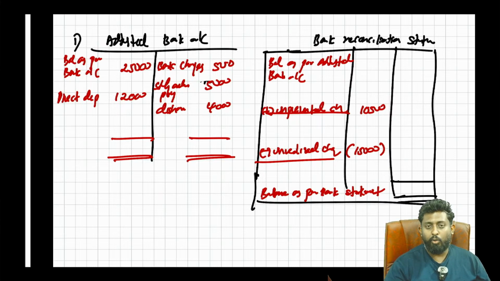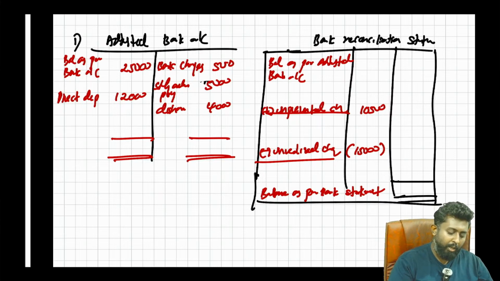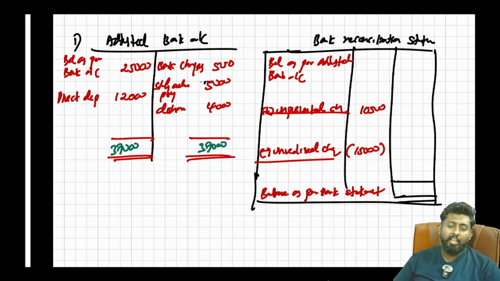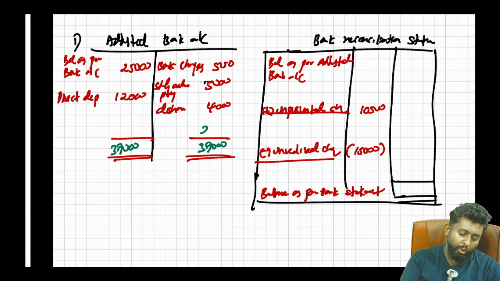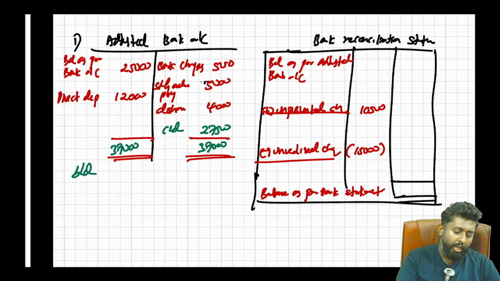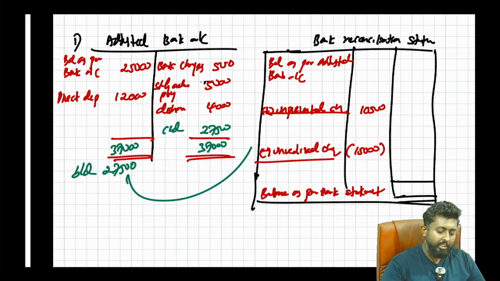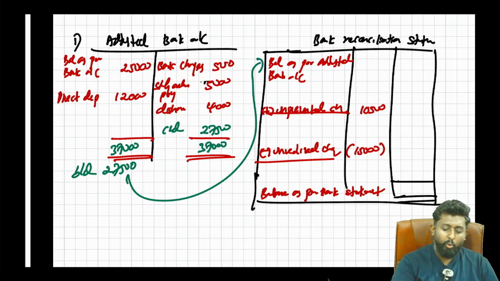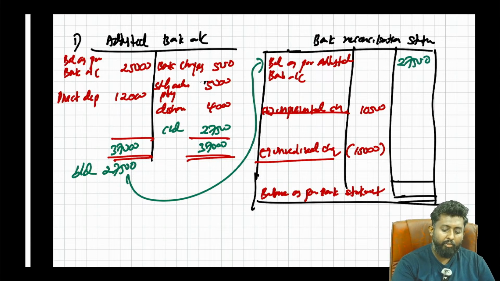Now let's first of all calculate our correct balance. This will give me a total of 37,000. I have to minus 9,500, which will give me 27,500 carried down and brought down 27,500. What do we call this? This is the correct balance. Now we are going to compare 27,500.